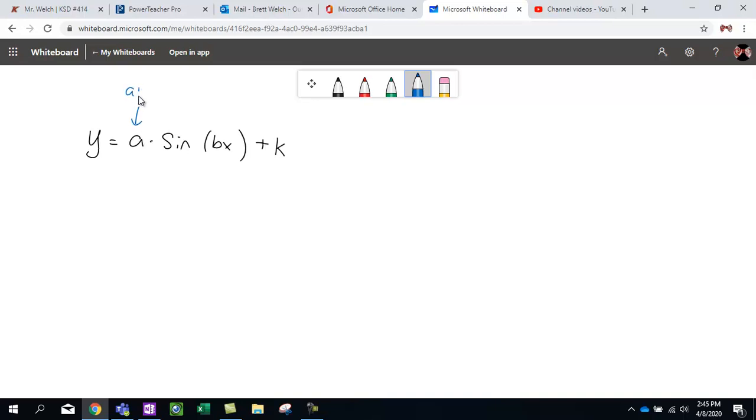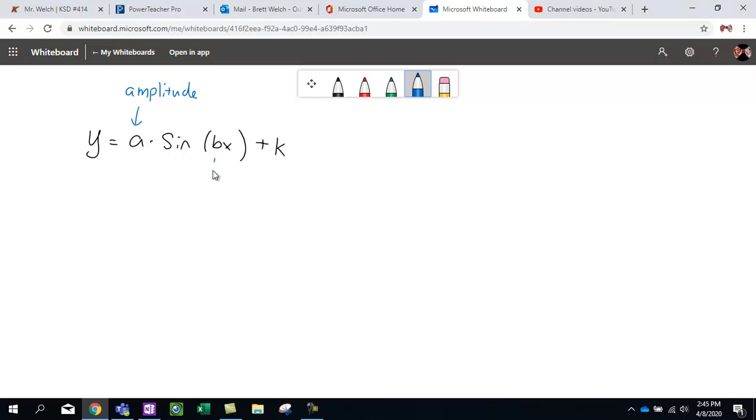A is what we call our amplitude. Okay, so the amplitude, it tells me how high and low my graph is going to go. Okay, so that's the first thing we're going to talk about is amplitude.